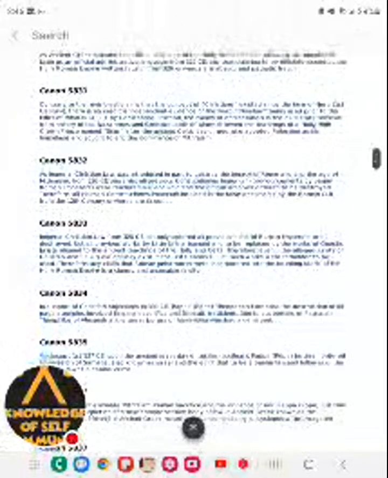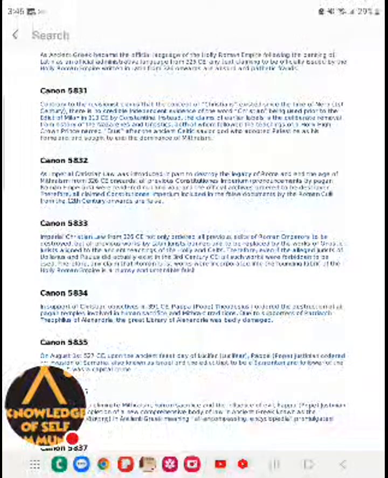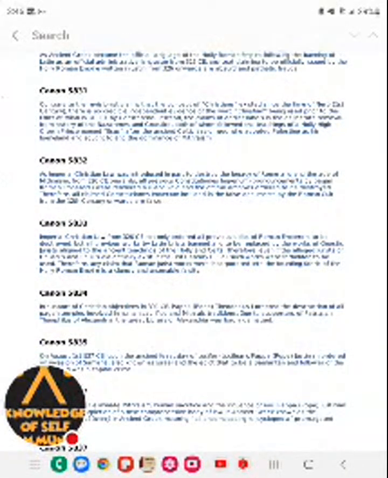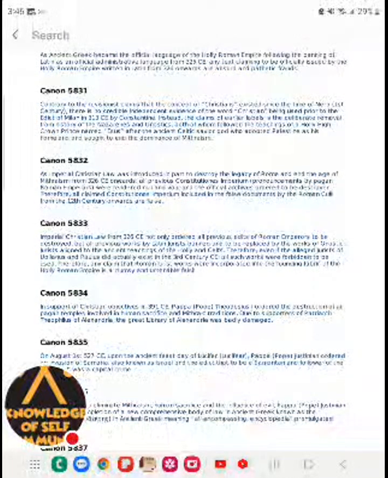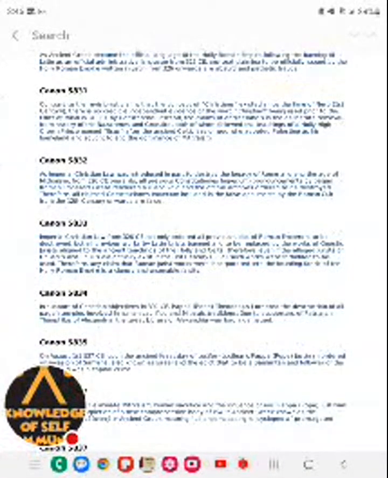Canon 5831, let's learn more. Contrary to the revisionist claims that the concept of Christians is of Nero. Have you heard of that? Nero? All right. This come from the study and research. First century. Now, here come the truth. There is no credible, independent evidence of the word Christian being used in the Edict of Milan in 318 CE by Constantine.